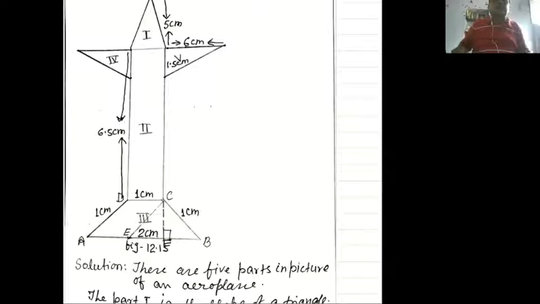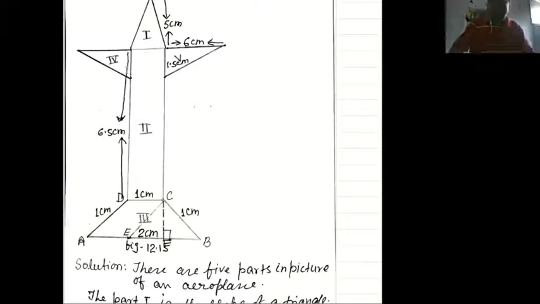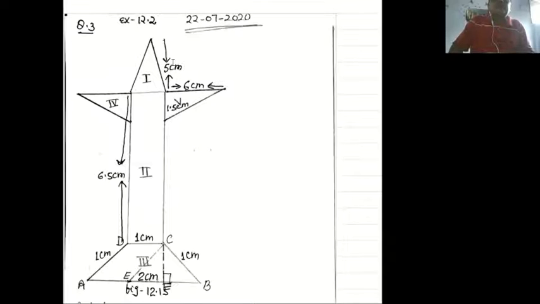This is your question number 2. First part: you can see this is the figure of an aeroplane. The first part is a triangle, which is an isosceles triangle whose two sides are 5 centimeter and the base is 1 centimeter. You will find the area of the first part, the area of the triangle, using Heron's formula.